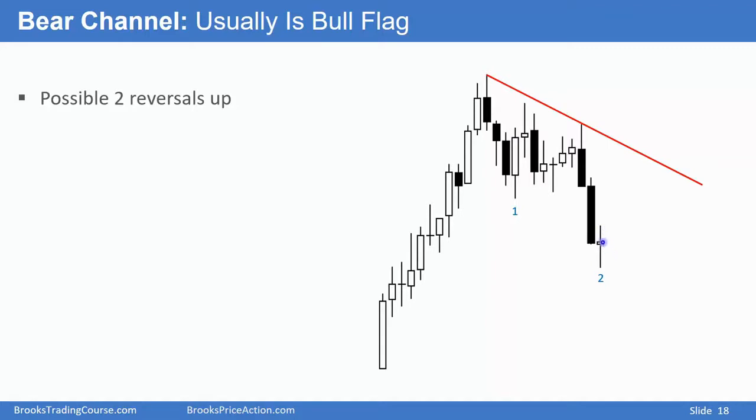Right now, this little bull doji does not look like it's enough to reverse these 2 big bear bars, but it might be. It's around a 50% pullback of this bull trend, and a lot of times the bulls come back at around 50%.